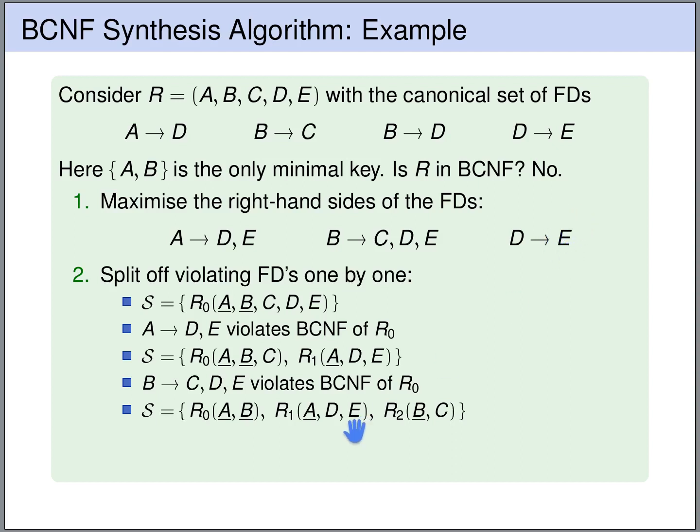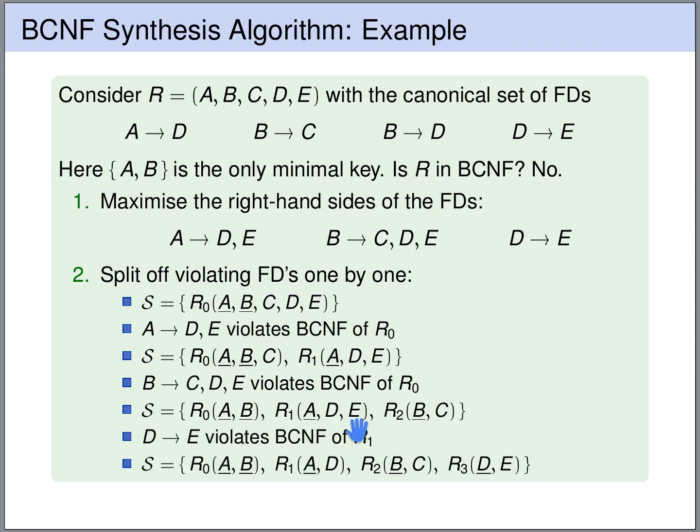So we have to split. We have a violation of the normal form and we have to split. So we create a new table containing the attributes DE, and we remove E from the relation R1. So we remove E from R1, leaving only AD, and we create a new table with D and E, where D is the key of the new table. Okay, now let's continue checking.